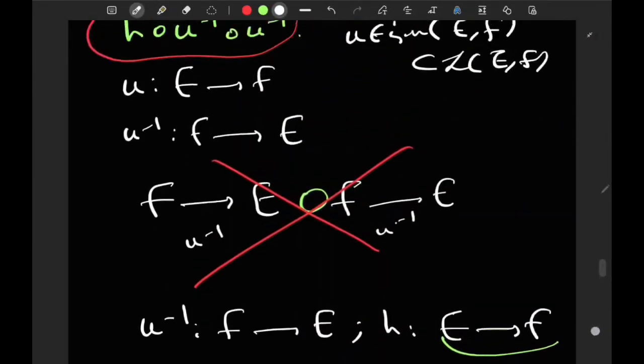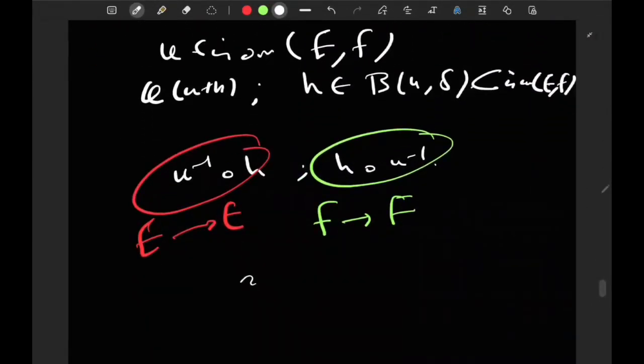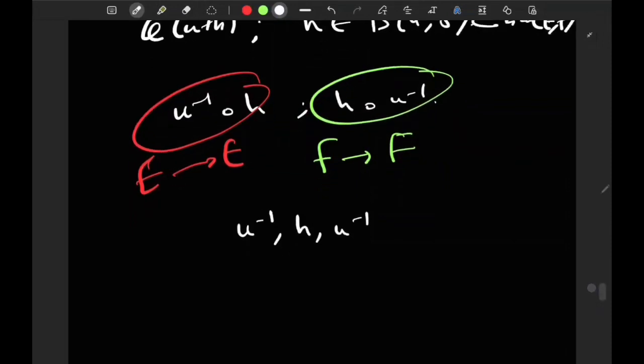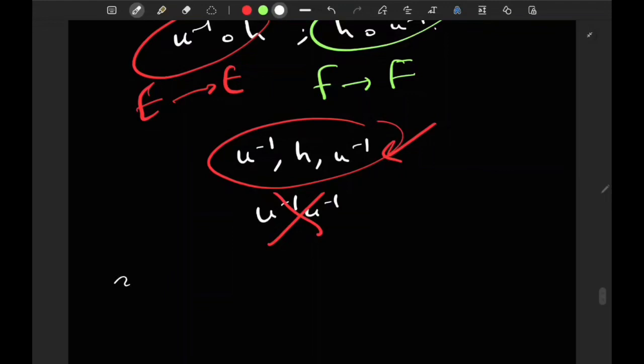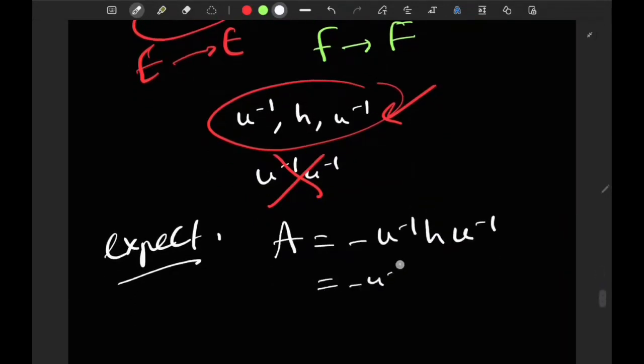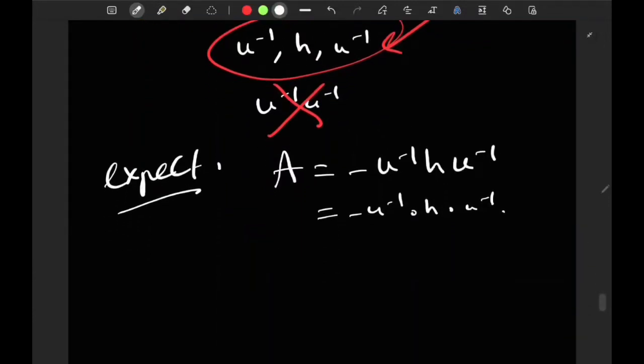However, any other permutation of this expression, consisting of U inverse, H and U inverse, will not produce a meaningful expression, because any other form will need to have U inverse and U inverse alongside each other, and these cannot be composed. So that should be avoided, and the only solution is to have something like this. So that's why I expect A to be minus U inverse H U inverse, or if you want to keep compositions, minus U inverse around H around U inverse.